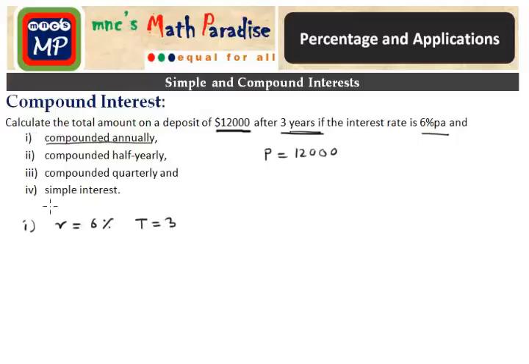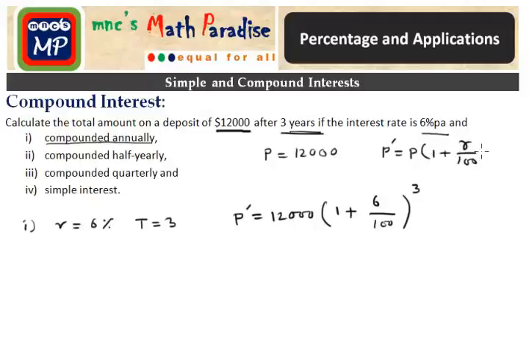So for the first problem, R equals 6% and the time period is 3. So we need to find the final amount P prime equals initial amount 12,000, 1 plus R, R is 6 divided by 100, to the power T is 3. We know the compound interest formula P prime equals P, initial amount, 1 plus interest rate divided by 100, to the power number of periods, that is the time period T. So we need to calculate this value. We will do the calculation.